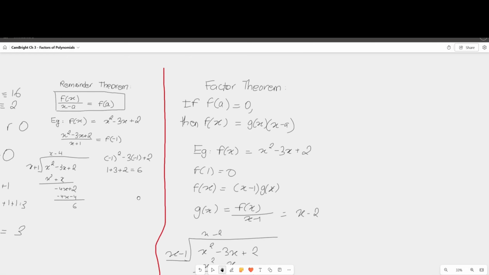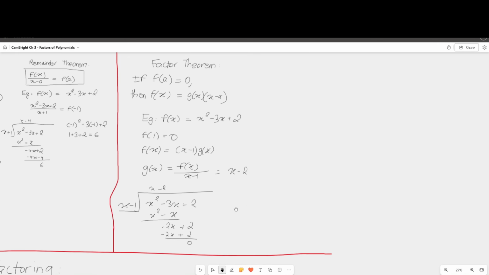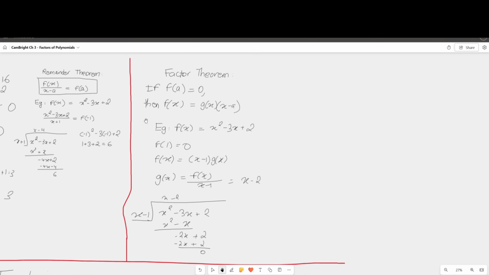We come over to the factor theorem. These two are sort of similar to each other, but this says if f of a is equal to 0, which means the remainder is 0, then f of x is equal to g of x times x minus a. So essentially, if you've got 16, and let's say we divide it by 2, we get 8, remainder 0. So we can express this as 16 is equal to 8 multiplied by 2, where 8 is g of x. And we can find that by just doing the division as shown here at the bottom.